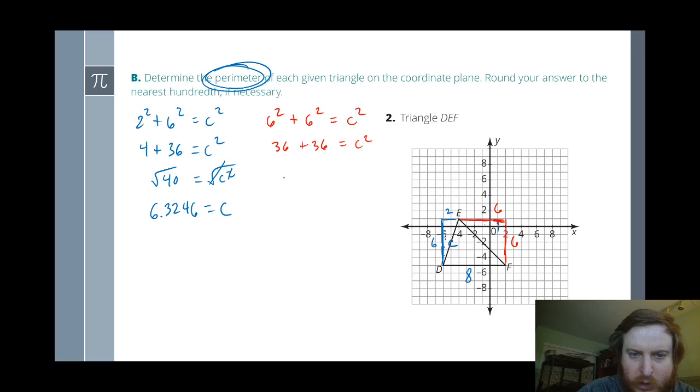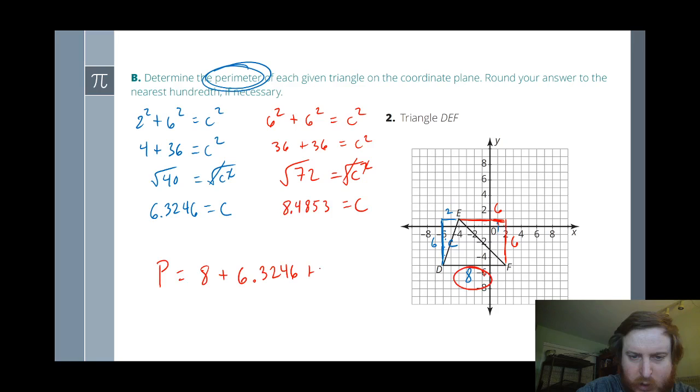36 plus 36 is 72 equals c squared, and then you square root it because we want to cancel out. So square root of 72 you'll need to do on a calculator, and we end up with 8.4853 equals c. And so then for our perimeter, we're just going to add up all of our sides. We had 8, which was nice because we just got to count it, plus 6.3246, plus 8.4853. And you'll just type those into a calculator.